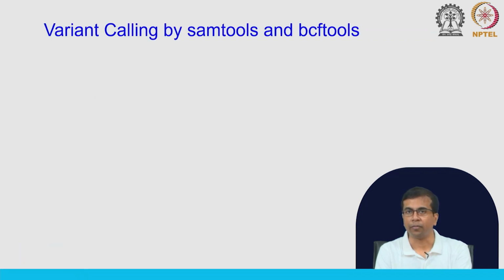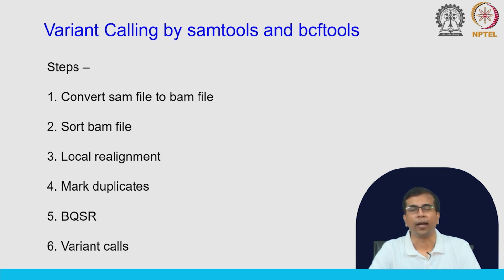Briefly, I will summarize the steps that we used in the last class to call variants using SAMtools and VCFtools. There are other tools, but we used SAMtools and VCFtools to do the variant calling, and here are the steps. I have just listed them from the last class. You do not have to remember, but if you are following this pipeline you would have to go step by step.